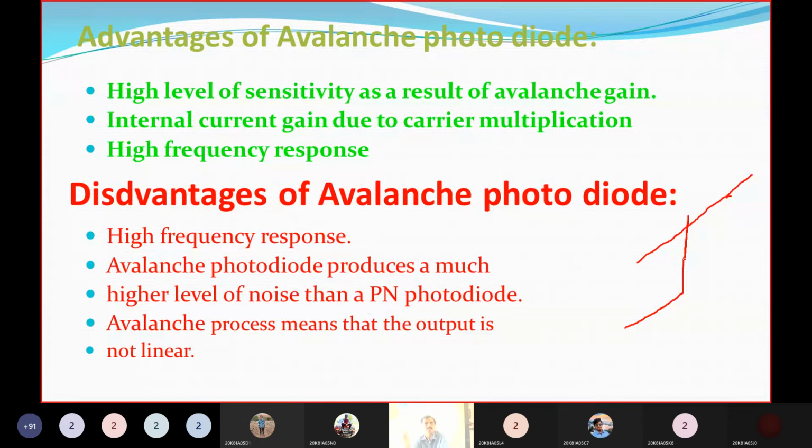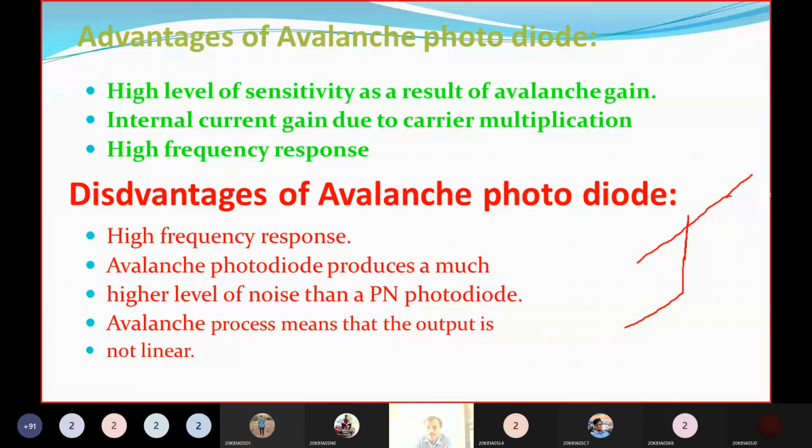Output is not linear, it is non-linear. So this is the main disadvantage. The first disadvantage is noise, the second disadvantage is that the output is not linear. Mainly two disadvantages are there. First, compared to the PN photodiode, noise is very high. Second, the output is not linear.